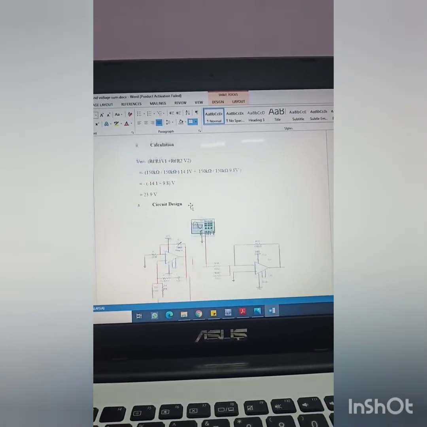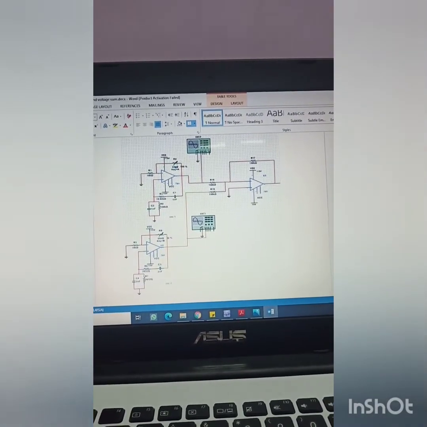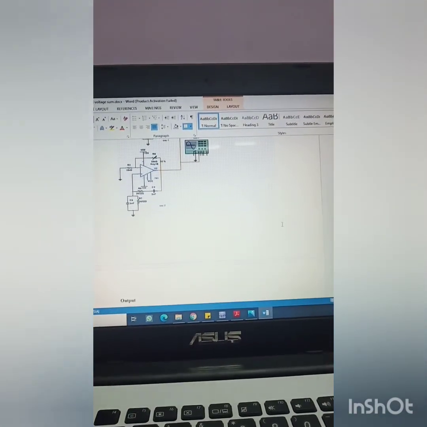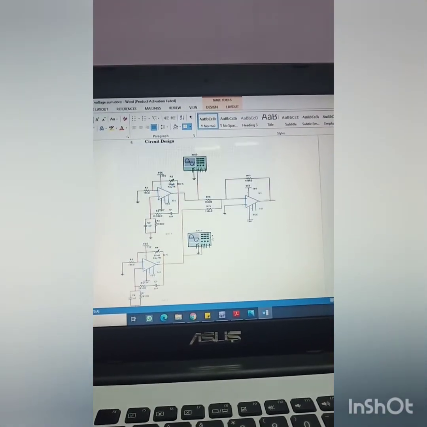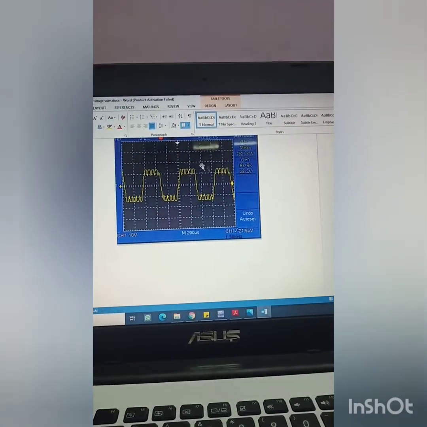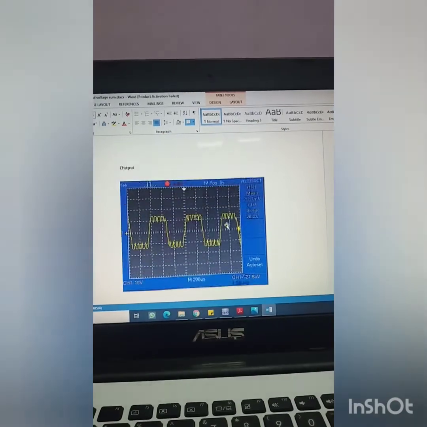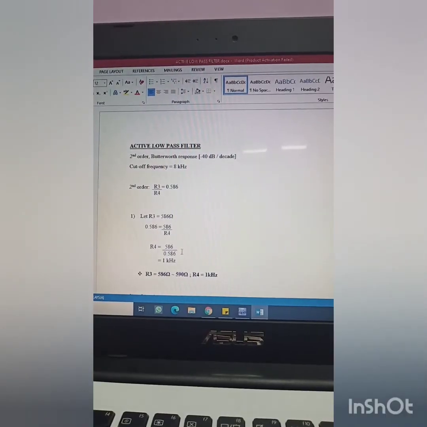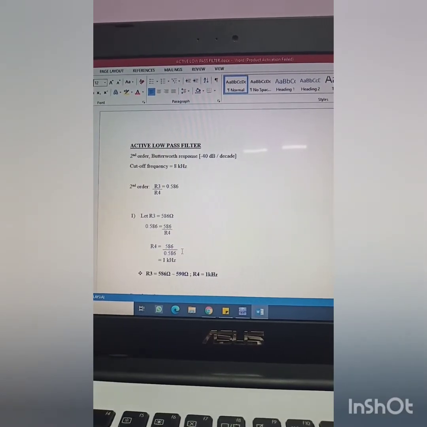This is the calculation, and this is the output we found from the simulation in Multisim. This is the output. That's all. Next, given is an active low pass filter, second order Butterworth response.